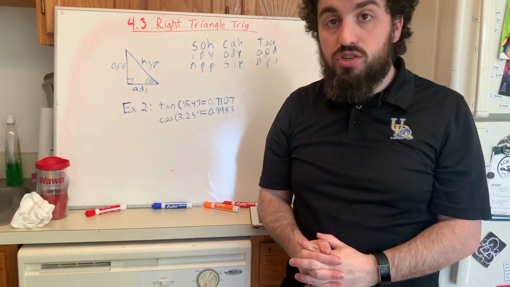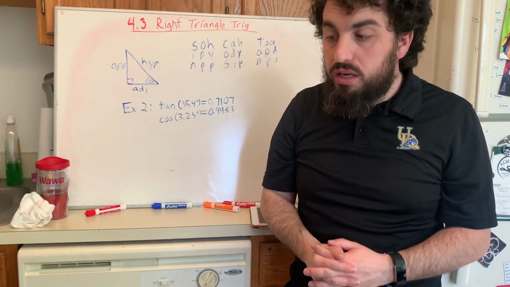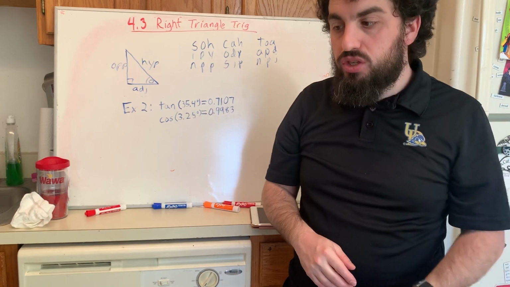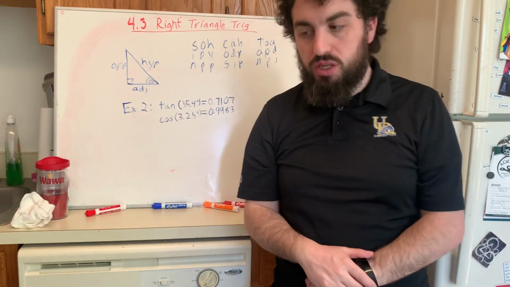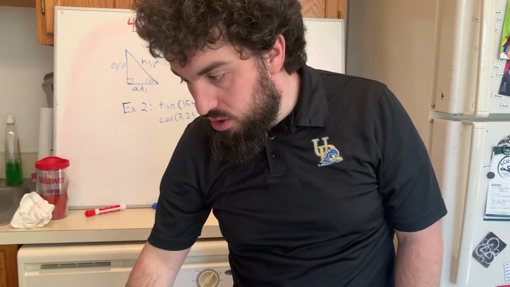1 plus tangent squared is equal to secant squared, and 1 plus cotangent squared is equal to cosecant squared. Those are a little less common trig identities that we use.